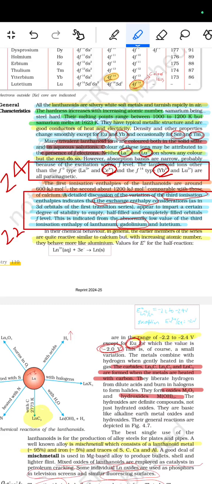The Ln3+ ions other than the f0 type, La3+ and Ce4+, and the f14 type, Yb2+ and Lu3+, are all paramagnetic.